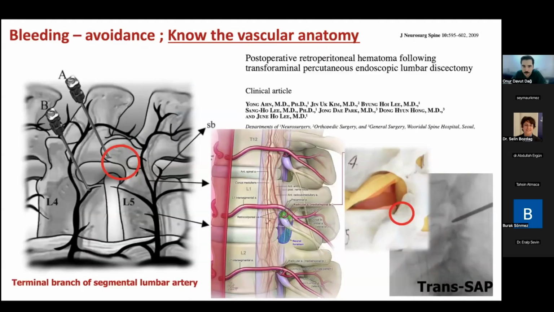So how can we avoid bleeding and how can we prevent bleeding? I think the most important thing is understanding the vascular anatomy. If we look into the anatomy, it is very well recognized and very well documented that the area just at the ventral part of the SAP is the area with lesser bleeding and lesser vascular structures.